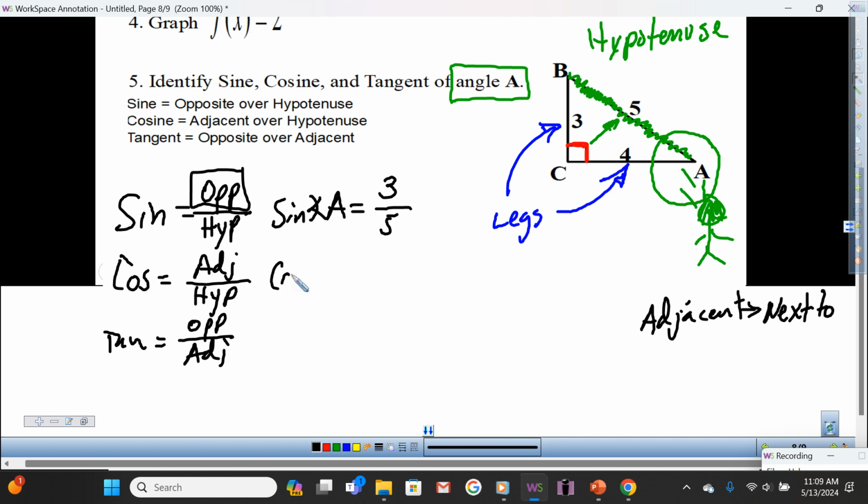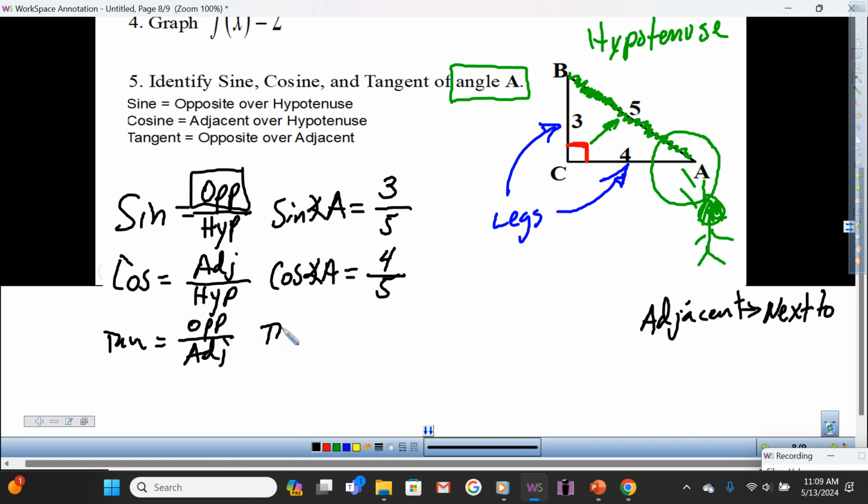Let's go to the next one. Cosine angle A. Adjacent over hypotenuse. Tell your neighbor which one of these 3 is adjacent to this person over here. Which one is adjacent? Five is the hypotenuse. 4. Yes, that is correct. 4 over the hypotenuse, which is 5.